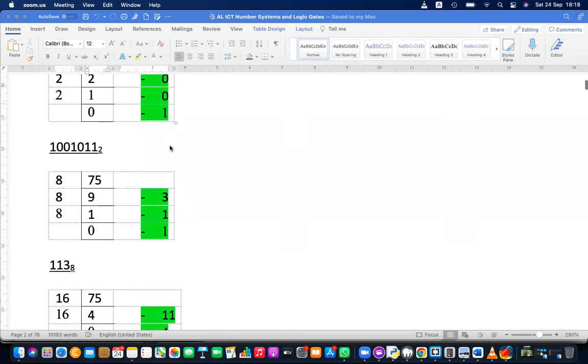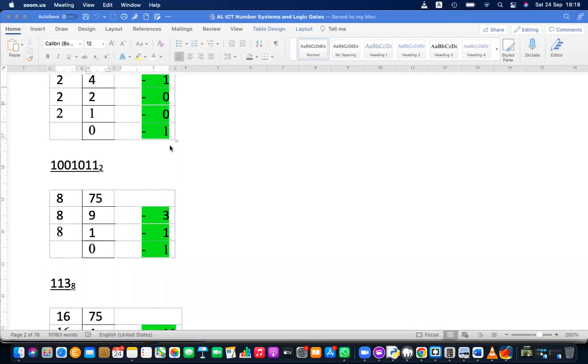Right, now it is time to look at octal. In a similar way, divide by the base, write the remainder. 75 divided by 8 is 9, because 8 into 9 is 72, and the remainder is 3. 9 divided by 8 is 1, remainder 1, and 1 divided by 8 is 0, remainder 1. It is 113.